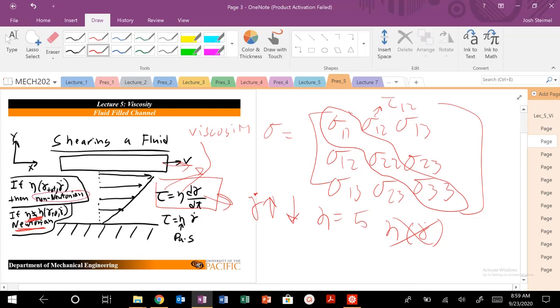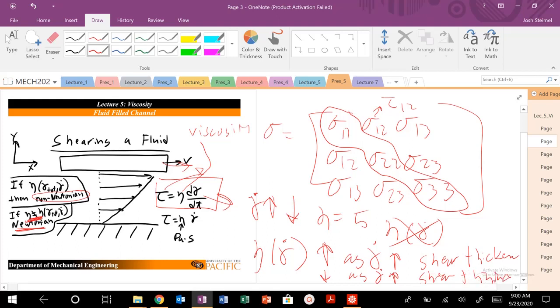If it's a non-Newtonian fluid, basically it's saying that the viscosity eta is going to be a function of my strain rate. It could increase as my strain rate increases, and in that case, it's a shear thickening fluid. Or my viscosity could decrease as my strain rate increases, and that's a shear thinning fluid.